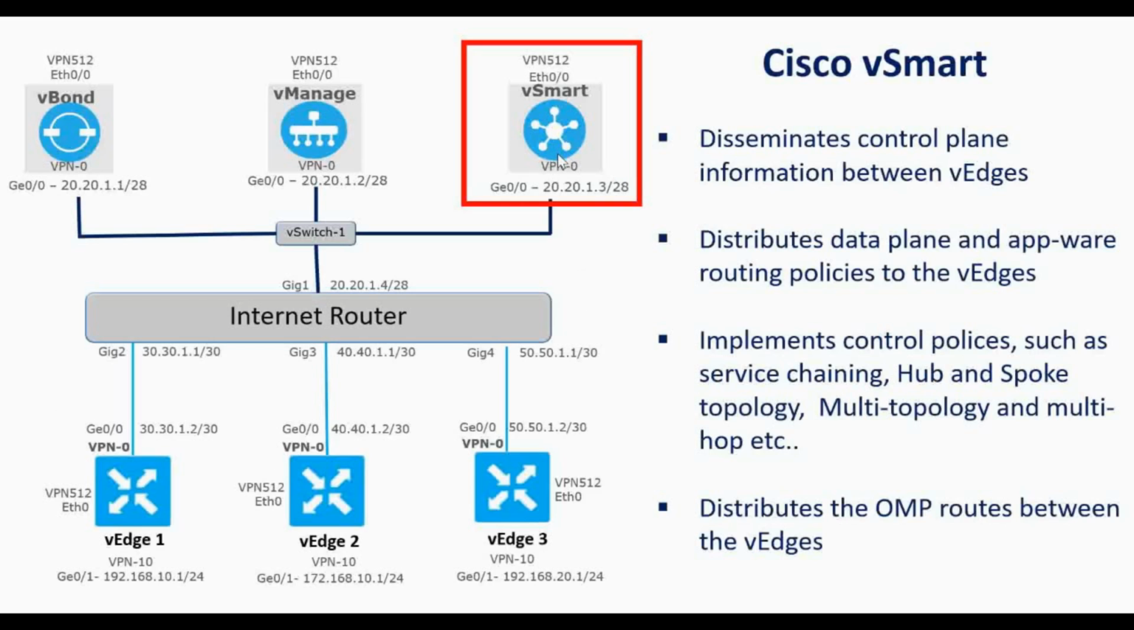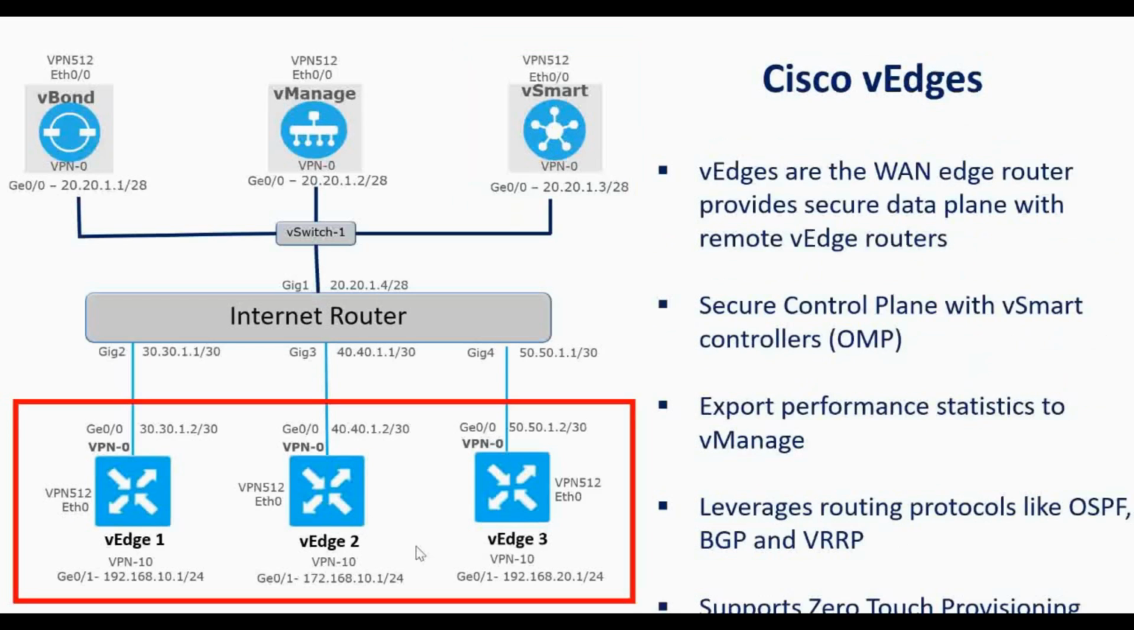And vSmart takes care of distributing the OMP routes between the vEdges. You can see in vEdge1, we have the 192.168.10.1 IP. When the vEdge comes online, it creates an OMP peering with your vSmart. Then it advertises this route as an OMP route to your vSmart. Then vSmart advertises it back to your vEdges. So it takes care of the distribution of OMP routes between the vEdges.